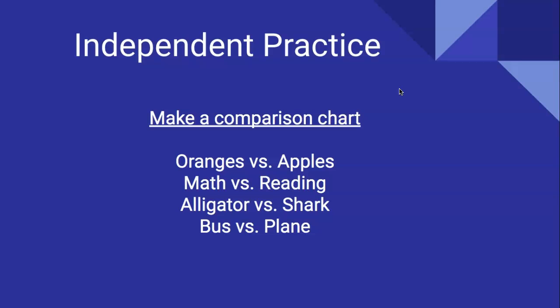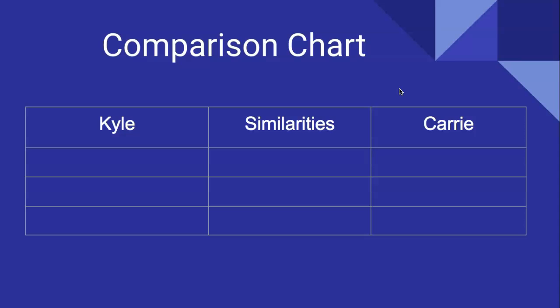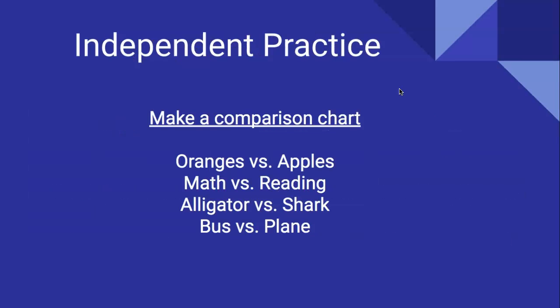If you need help coming up with 2 different things, maybe ask a friend or come ask me, and we'll work on it together. So your comparison chart should look something like this on your whiteboard. And again, I'd like you to work on this independently. Great job, guys. Good work.